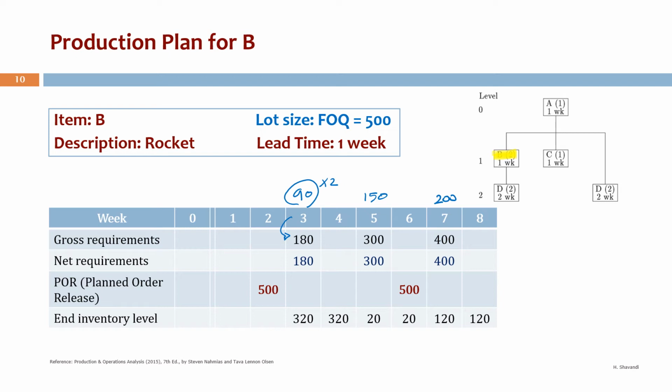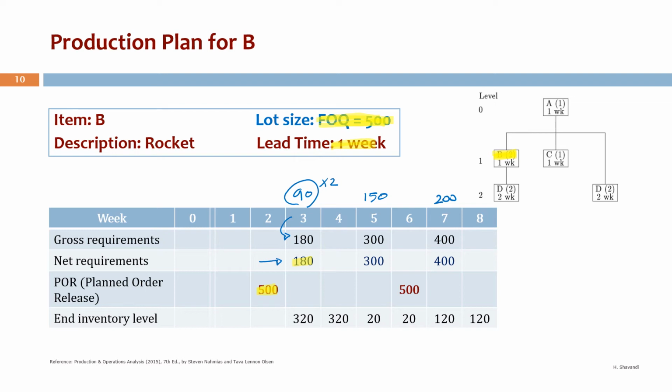Again, as you remember, there were no scheduled receipts or inventory on hand for product B. So the net requirement will be again the same as gross requirements here. So we have this row here. Here our lot sizing rule is fixed order quantity. So our batch order should be 500. And the lead time is 1 week. So at week 3 we need 180. So we go 1 week back, and here we start production or purchasing.